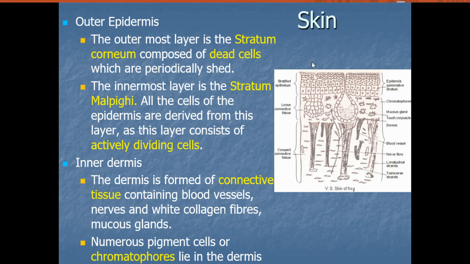Almost all the cells of the epidermal region are formed from this stratum malpighi. Then coming to the inner dermis region, it is formed of connective tissue, blood vessels, nerves, mucus glands and collagen fibers, which provide elasticity to the skin. These mucus glands are very important. As I have told you, the skin is always kept moist to facilitate respiration. The mucus glands provide mucus secretions that are poured out in the epidermal layer, and that helps the skin to keep moist. Then of course you can see the chromatophores.